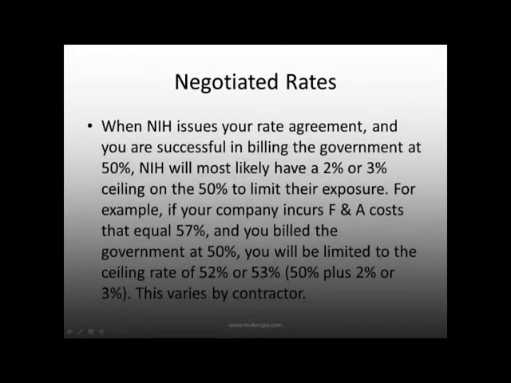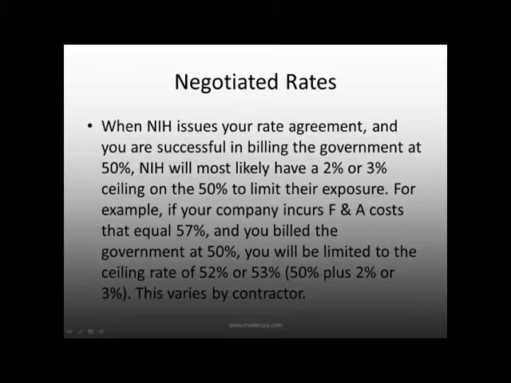The second ceiling rate structure for NIH is a ceiling on negotiated indirect rates. In other words, if you need to negotiate an indirect rate higher than the SafeHarbor rate, let's say 50% FNA rate, NIH will then enter into a formal negotiation where you will be required to provide historical and prospective data supporting your request. When NIH issues your rate agreement, and you are successful in billing the government at 50%, NIH will most likely have a 2 or 3% ceiling on the 50% to limit their exposure.